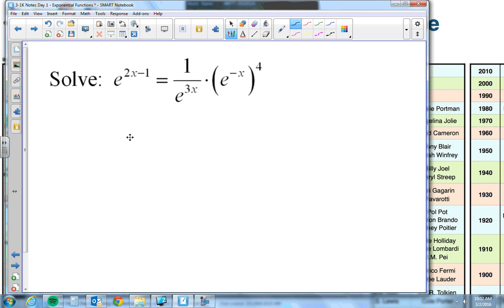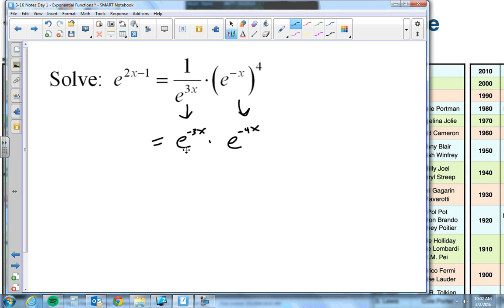Now, this one isn't as bad as it seems. What is our first goal? Make them both e to the power of something. Okay? So, this one here, can you tell me what that can be expressed as? E to the power of what? If you see 1 over something, just think reciprocals. So it's just negative exponents. The second one is e to the power of, because you multiply exponents in that case.